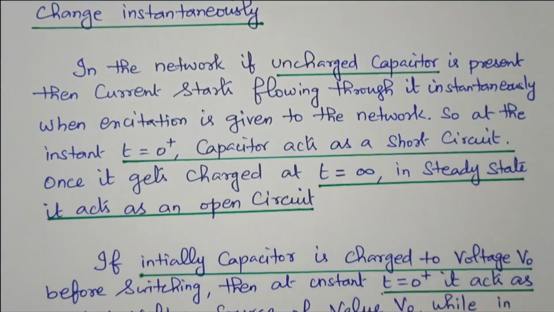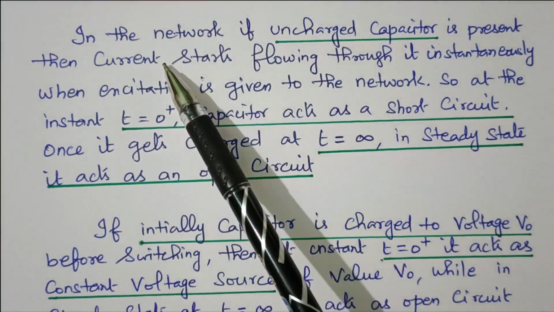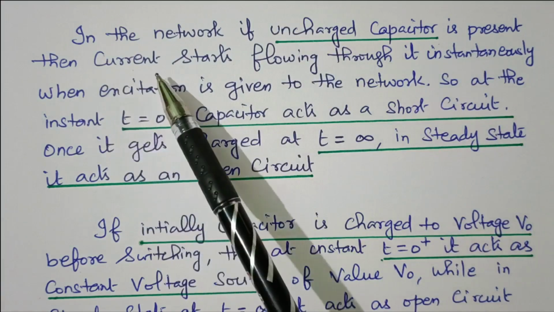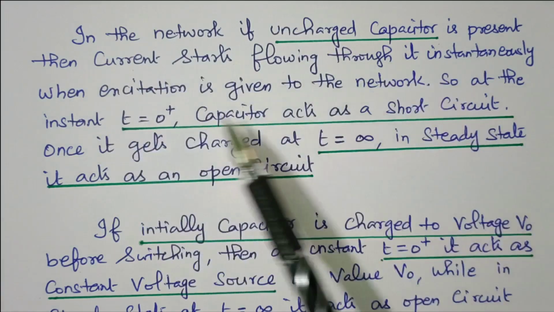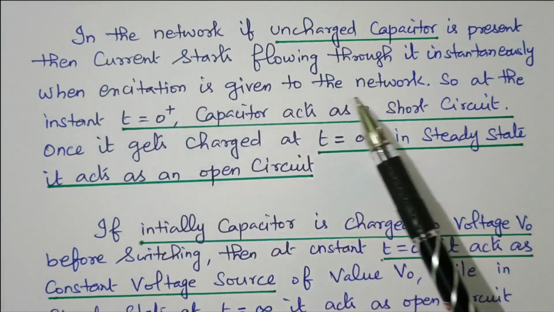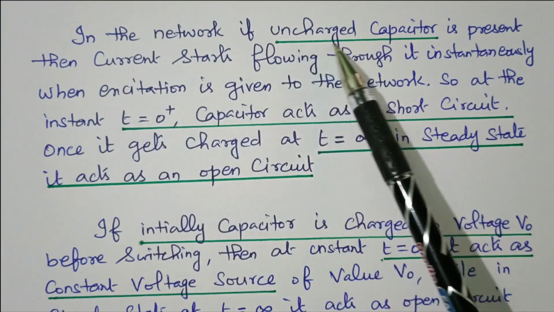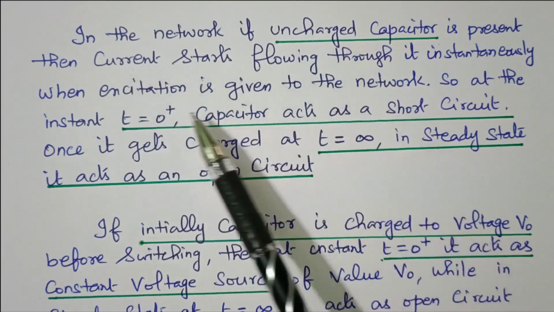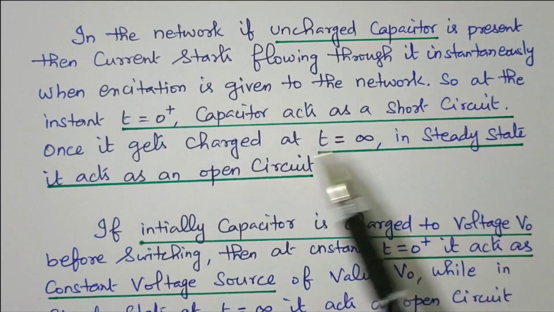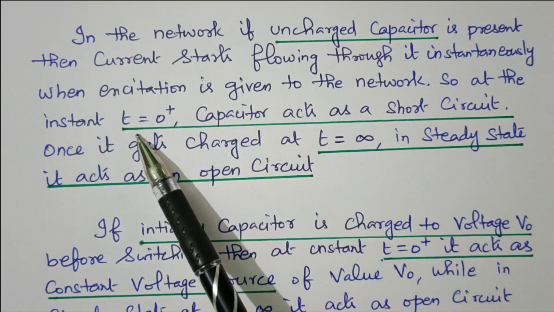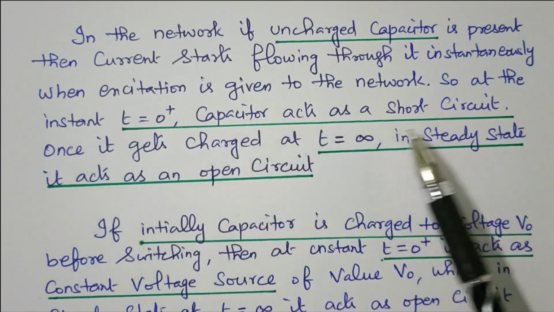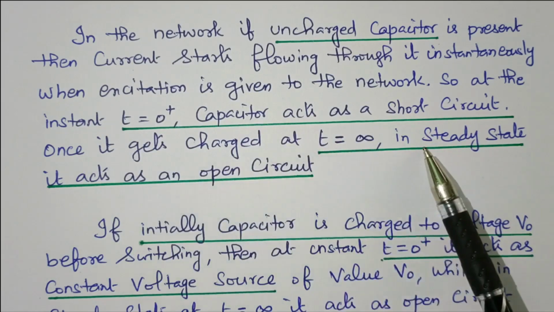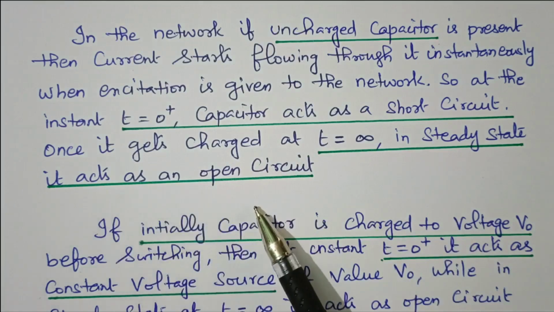Now we'll go for the further analysis. In the network, if an uncharged capacitor is present, then current starts flowing through it instantaneously when excitation is given to the network. Suppose the uncharged capacitor is available, it will start charging. So at the instant 0 plus, that is after switching, the capacitor acts as a short circuit. Once it is charged, at T equal to infinity, in steady state it acts as an open circuit, right?